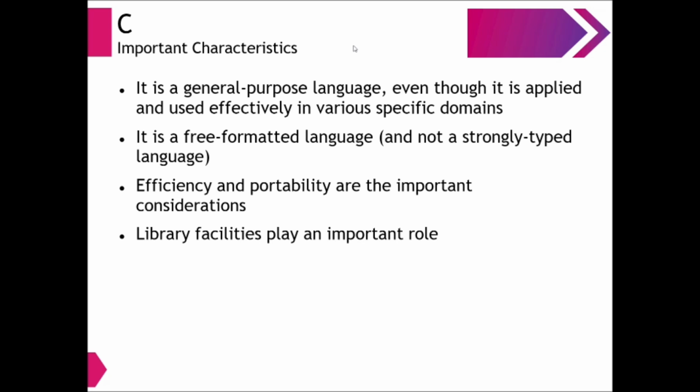Let's see the important characteristics of C. It is a general purpose language, even though it is applied and used efficiently in various specific domains. It is also a free format language. It is also open source, and efficiency and portability are important considerations. Library facilities are provided that play an important role. There are also facilities in C programs which I explained in the libraries.